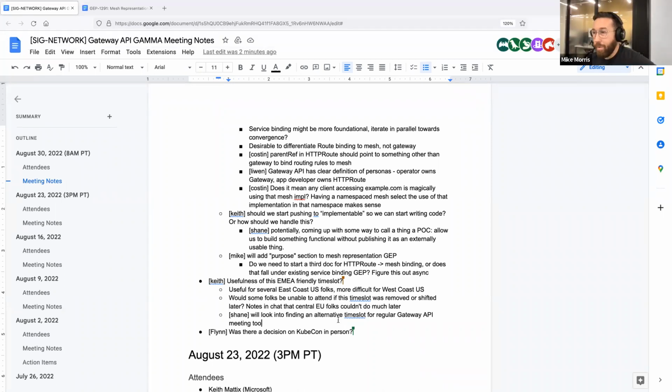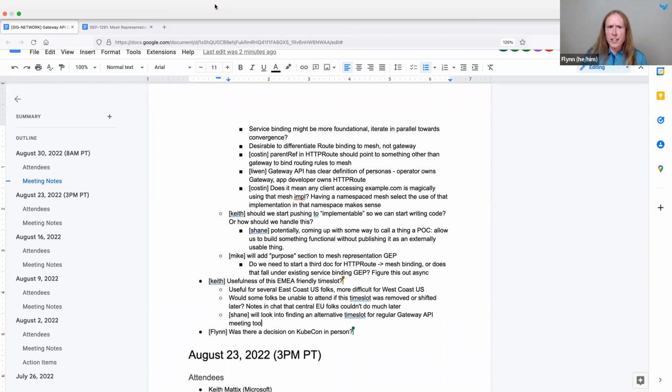All right. So I have one last question before we wrap up. Was there a decision on KubeCon in person? I remember there had been some discussion about trying to gather Tuesday, I think, pending the Service Mesh Con schedule. Yeah, I didn't see a decision on that one.